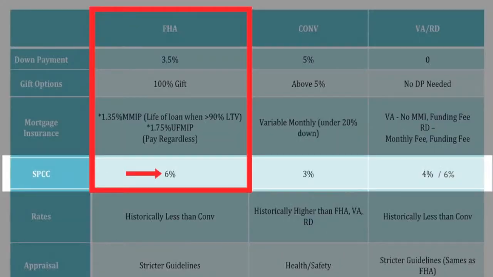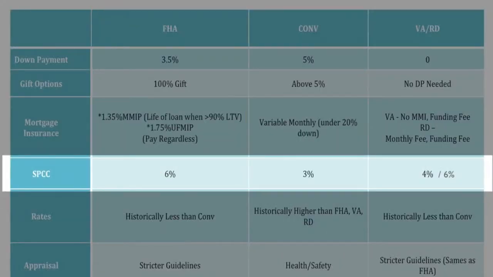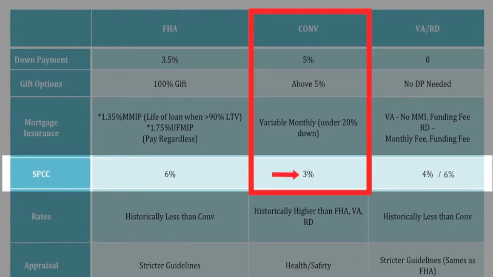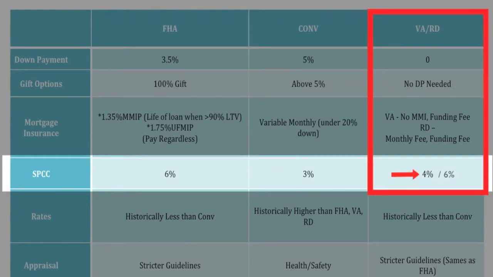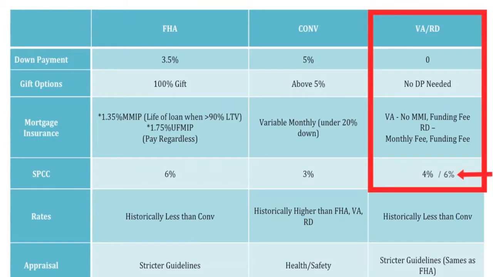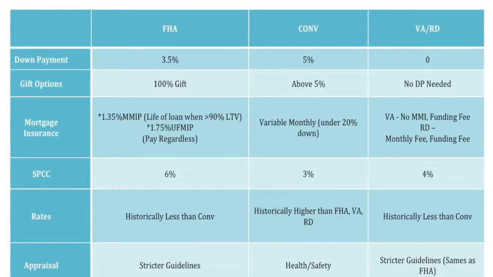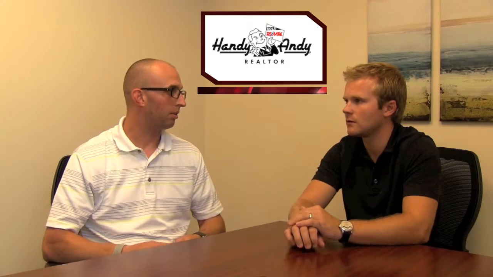With FHA, you can request 6% seller paid closing costs, or with conventional, only 3%. VA is 4%, and RD is actually 6%. So that can help you with some less cash out of pocket at closing. Great. Okay.